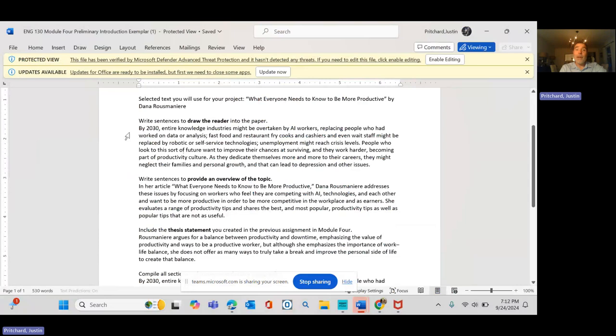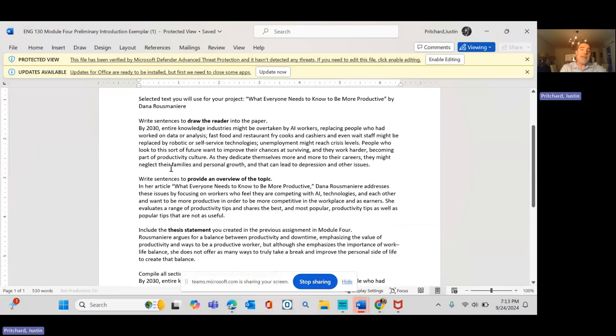Whereas, by 2030, entire knowledge industries might be overtaken by AI workers, replacing people who would work on data or analysis, fast food and restaurant and fry cooks. This person who wrote the exemplar is painting a picture of the future that they're hoping is going to capture their reader. And so, this anxiety around AI and this anxiety about a culture of toxic productivity draws us in a little bit because it touches on something many of us have already thought about.